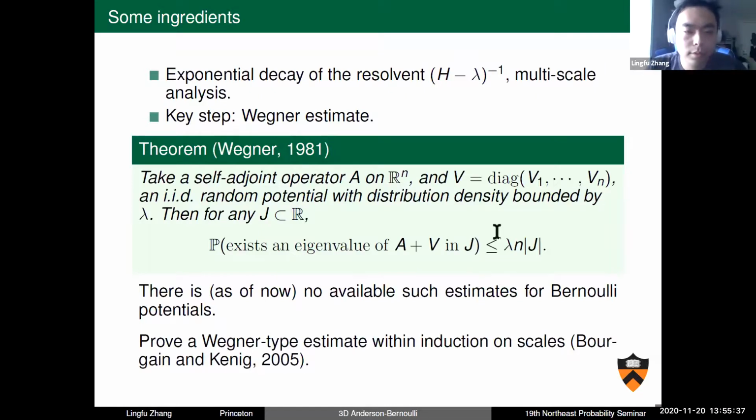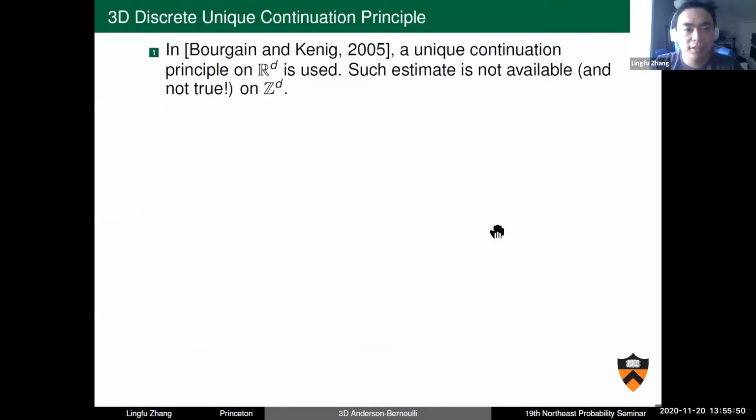Okay, so Bourgain-Kenig managed to make that breakthrough by getting around this, by proving a Wegner type estimate within this multi-scale analysis, which I do not have time to expand on. But I need to say something about the work starting from Bourgain-Kenig. They could only do the analog in continuous space because they use the so-called unique continuation principle in R^d.